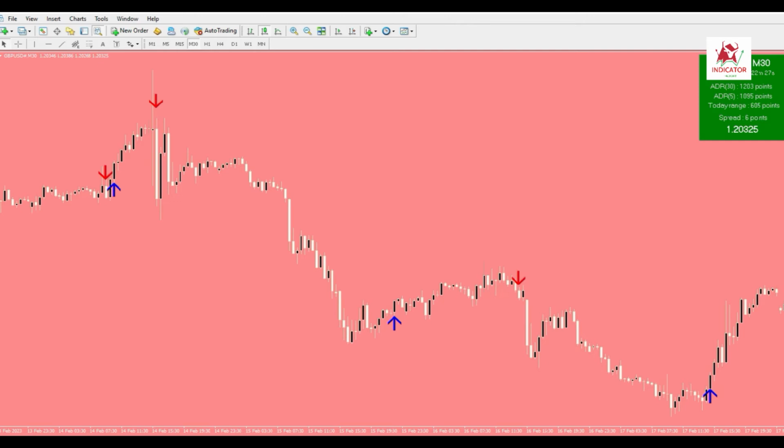Trading rules. The system consists of 2 templates, conservative and aggressive. Buy arrow with blue background, sell arrow with red background. When background is blue, take only buy trades. When background is red, take only sell trades.